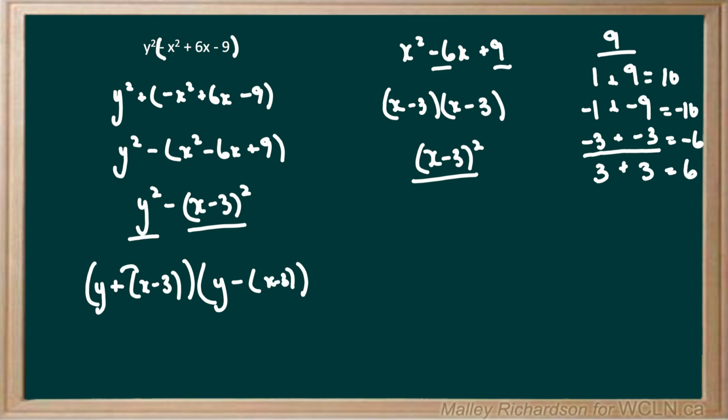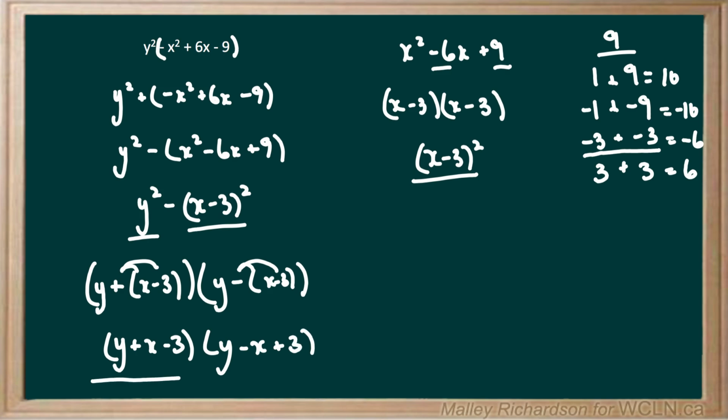Now we need to feed this positive through and this negative through into the brackets, and we're left with y plus x minus 3, all multiplied by y negative x plus 3. So these two factors are our final answer, and you can double check this by using distribution laws to see if you get the original question.